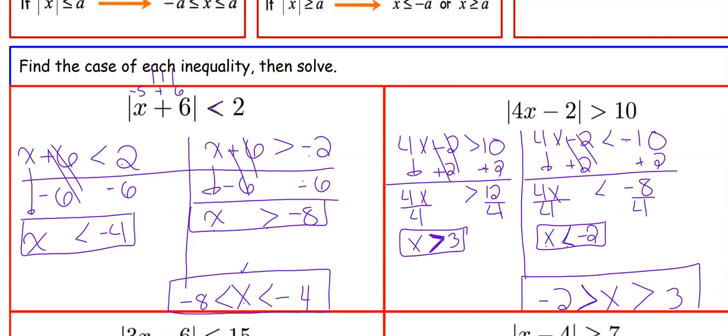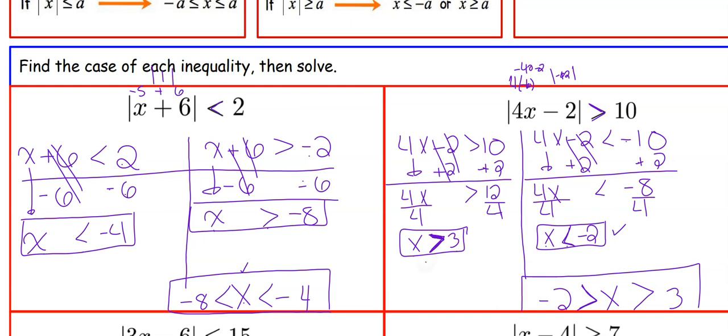So any number that is smaller than -2 or bigger than +3 will work. So a number smaller than -2 would be like -10, for example. 4 times -10 would be -40. Minus 2 more would be -42. The absolute value of -42 would be +42, and 42 would be greater than 10. So I know this part works.